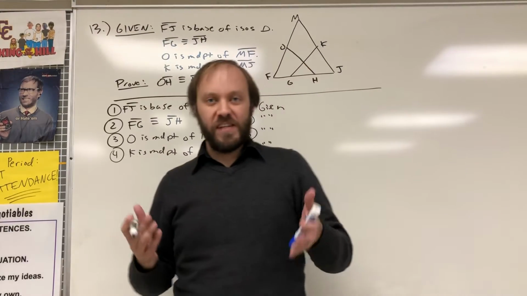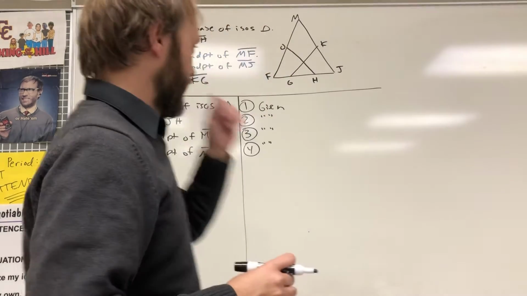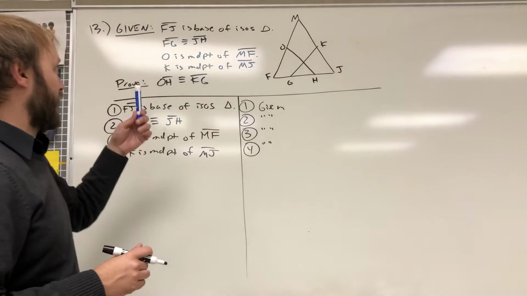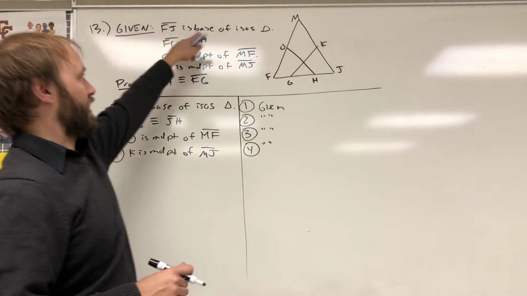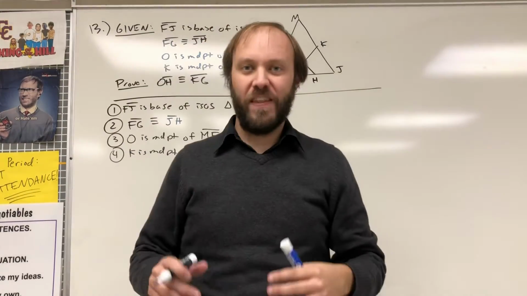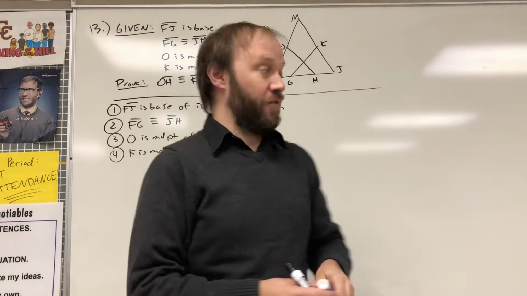This is question number 13. It's another proof coming from the Chapter 3 review. Let's take a look at it. First of all, they tell me that FJ is the base of an isosceles triangle, and that tells us two really key pieces of information.